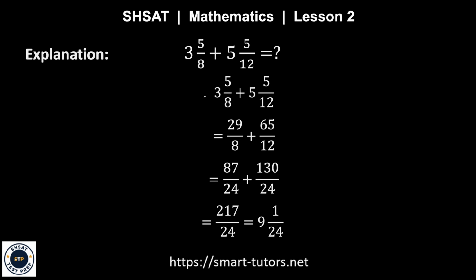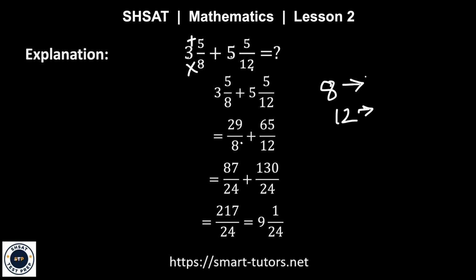So what you need to do is multiply 3 times 8 plus 5. That gives you 3 times 8 is 24 plus 5 is 29 over 8, and then 5 times 12 is 60 plus 5 is 65 over 12. The next thing you have to do is find the common denominator. So how could you find the common denominator of 8 and 12?